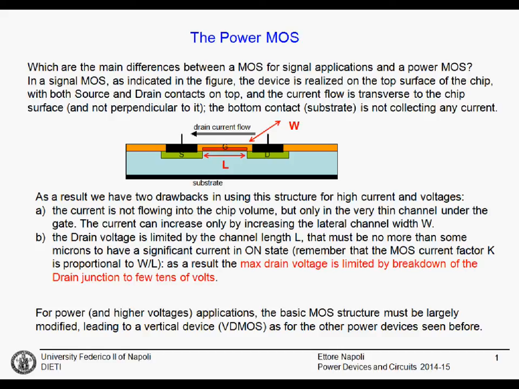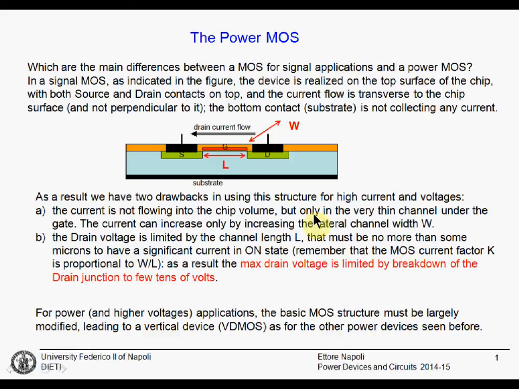This is the more conventional, normal operation for a power device, because you exploit more thoroughly the silicon volume that you have. Here, the only way to increase the device current is increasing the width. This actually means increasing the area, but if the current was flowing from the top to the bottom, you could increase the current by simply increasing the silicon area.